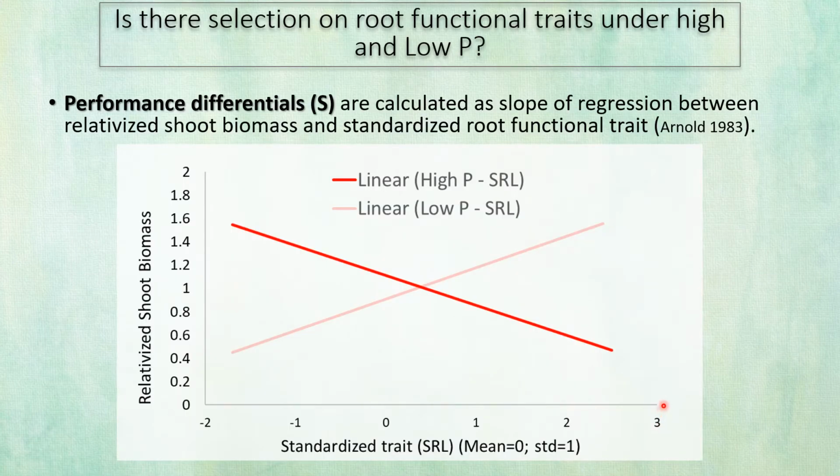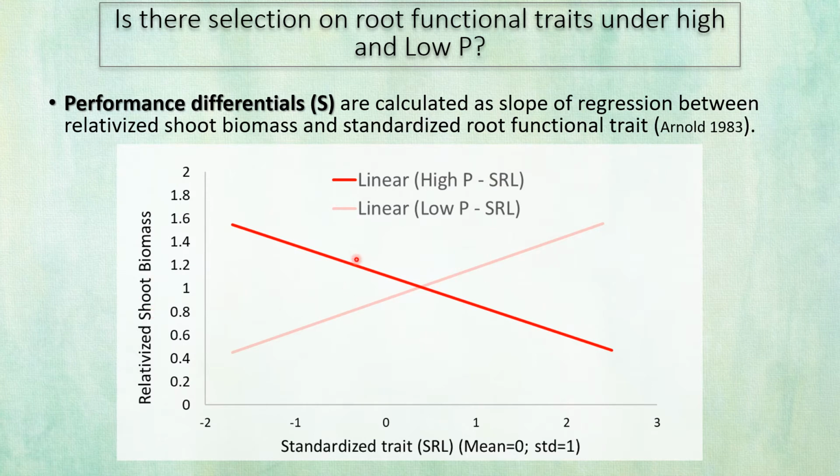The main question that I'm exploring is, are root functional traits being selected for under low and high phosphorus conditions? If a certain trait is adaptive to an environment, then the plants expressing these traits would have better performance in said environment. In my study, selection on a trait under a specific phosphorus environment is given by performance differential, which is calculated by the slope of regression between standardized root trait, which is the independent variable, and relativized plant biomass, which is the dependent variable.